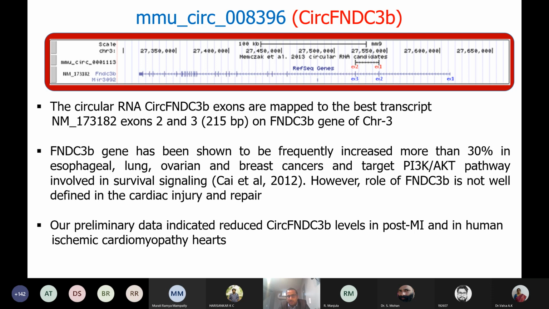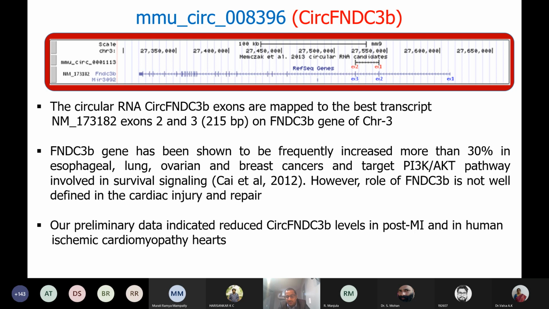So ideally, this circle would have the MMU circ 008396 nomenclature. When we looked into the genome, we found that it comes from the second and third exons of this FNDC3B cognate gene on chromosome 3. Since we had no information about this circle, because nobody has looked into the role of this circle in any kind of disease, we were not sure what it does. But based on its cognate gene, we predicted its function.